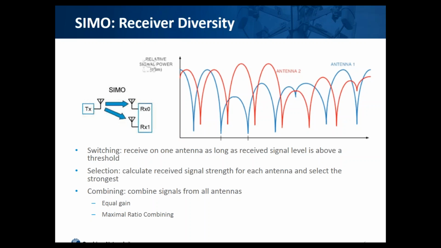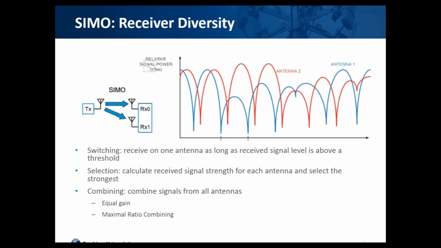However, it's not optimal because it's possible that the signal from antenna 1 is above the threshold and is used by the receiver, but the signal from antenna 2 would have been even stronger and therefore better. The advantage, though, is that the deep fades are eliminated because they would be below the threshold, and in that case, the signal from another antenna is used.